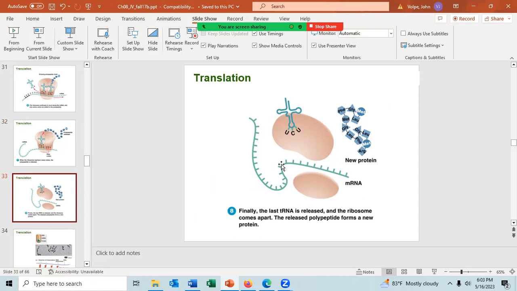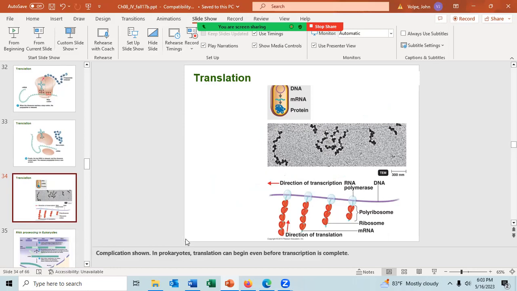All right, any questions about protein translation? If not, let's talk a little bit about some complications. In prokaryotes and eukaryotes, this complication can happen, and it's shown in the second picture. And this is actually a gene right there, and these right there are messenger RNAs being made on the gene.